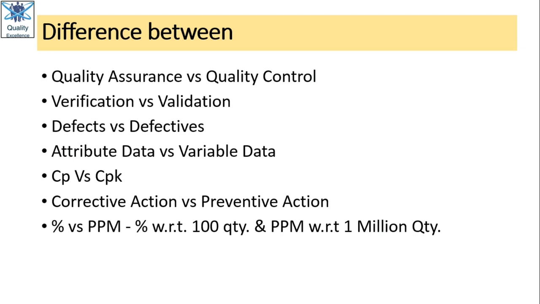So percentage is with respect to 100 quantity, and PPM is parts per million, that is with respect to 1 million quantity. So 1% means 1 out of 100, and 1 PPM means 1 out of 1 million, that is 10 lakhs.